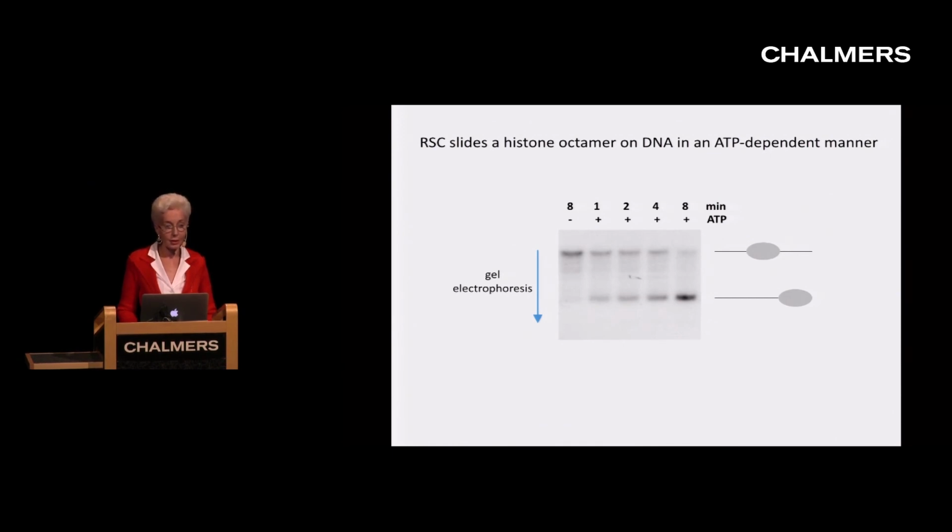First, RSC can slide a histone octamer along DNA. In the experiment shown here, a nucleosome was formed in the middle of a long DNA molecule and treated with RSC and ATP. Analysis was performed by gel electrophoresis. You see the nucleosome move to the end of the DNA during the reaction. It therefore migrated faster in the gel, forming the lower band after the reaction.